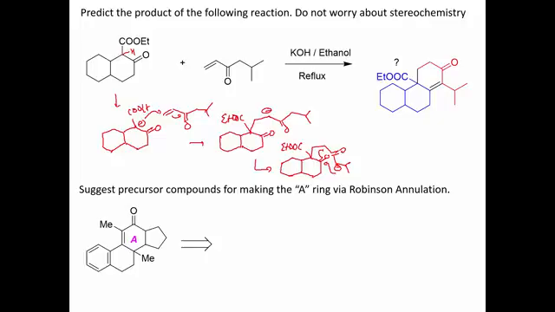Okay, this last one is a retrosynthesis question, and we're looking at what compounds do we need to put together to make the A ring of this compound. Recognize that this is the bond that we're going to make in the intramolecular aldol step.